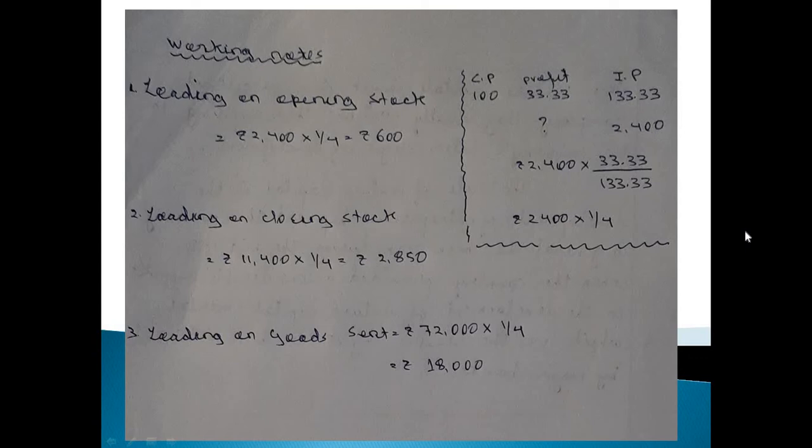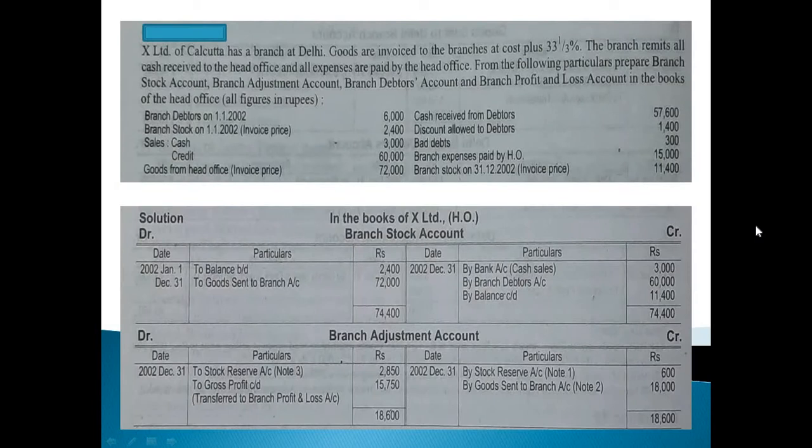And the loading on goods sent, that is rupees 72,000 into 1 by 4, will get rupees 18,000. Now if you look at the branch adjustment account, it starts with the loading on the opening stock, but the loading on opening stock, point to be noted, will appear on the credit side, and loading on both opening stock and closing stock have to be transferred to the stock reserve account.